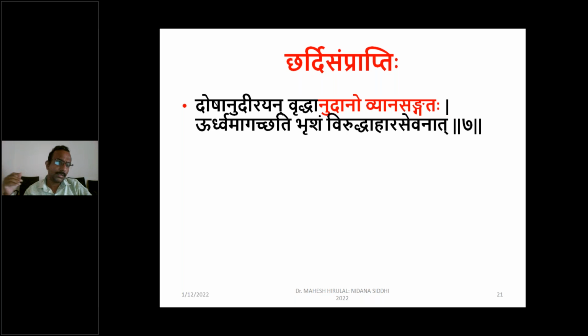If you see the chardi samprapti, doshan udirayat vruddho udhanu vyana sangha. So there is a sangha and the vimarga gamana. Both can be seen at a time. The vata is not moving downwards and some vata is taking the gastric content in the upward direction. So urdhva gacchati. So gastric content will be expelled out from the oral cavity. So that is the chardi.